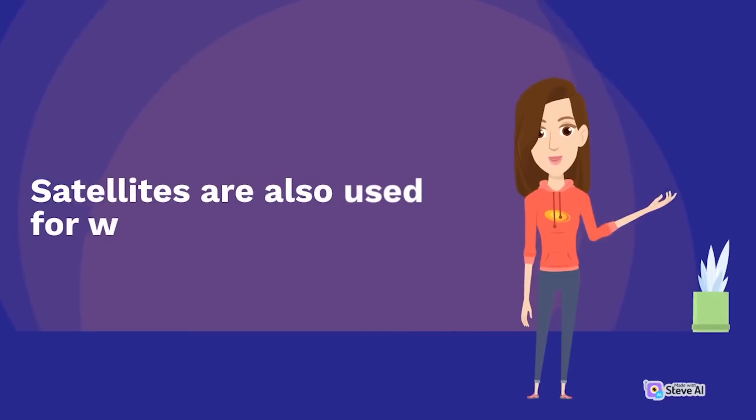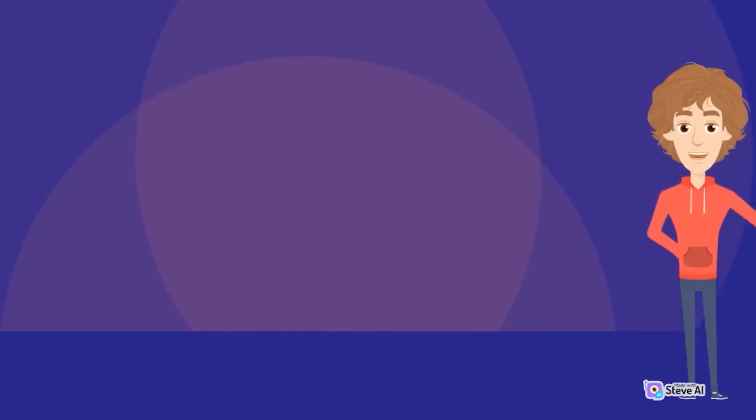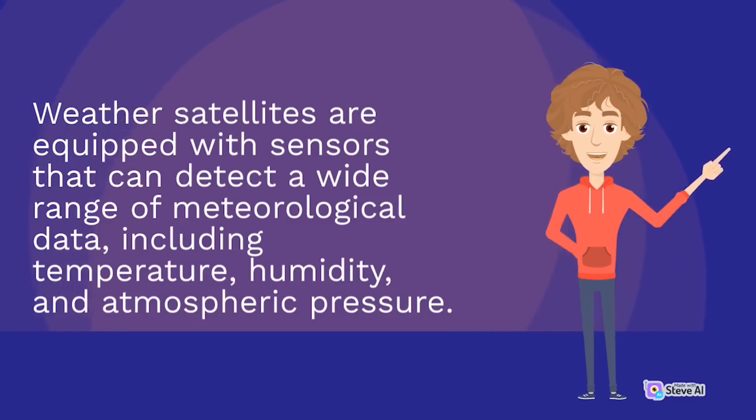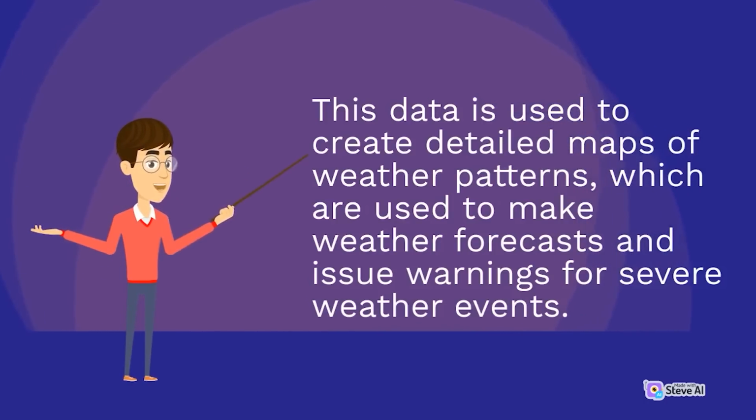Satellites are also used for weather forecasting. Weather satellites are equipped with sensors that can detect a wide range of meteorological data, including temperature, humidity, and atmospheric pressure. This data is used to create detailed maps of weather patterns, which are used to make weather forecasts and issue warnings for severe weather events.